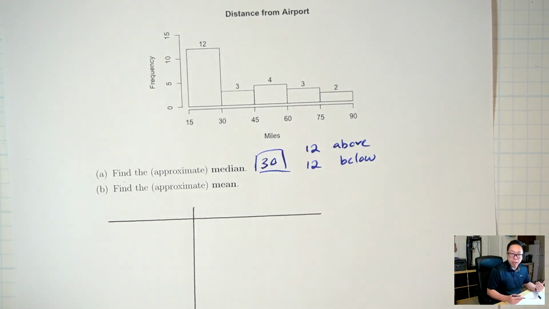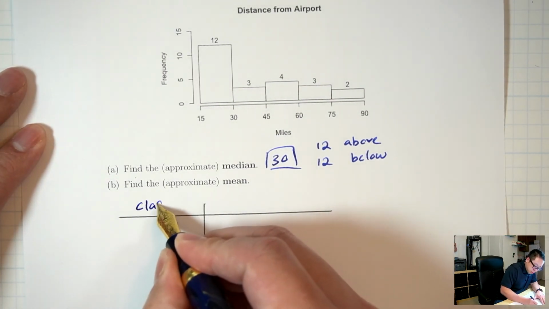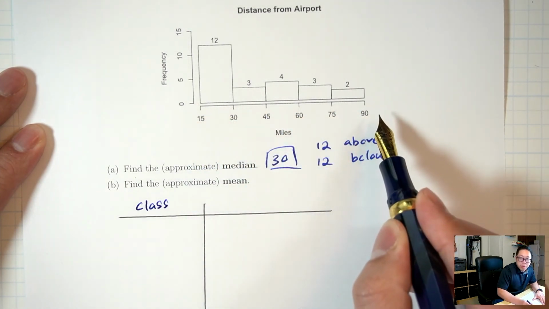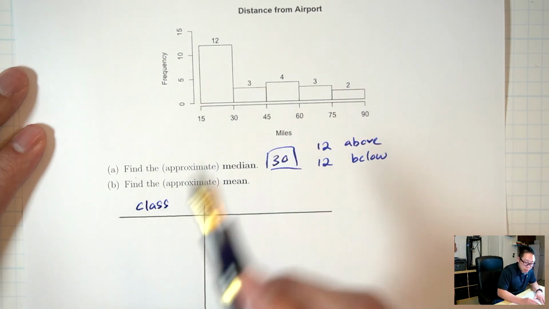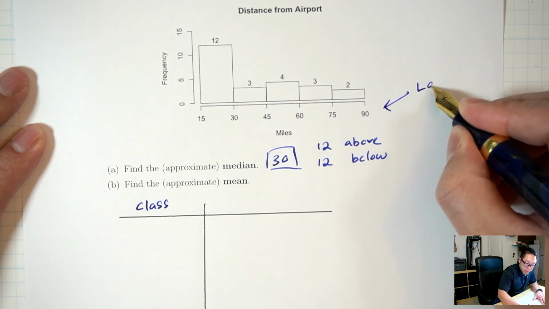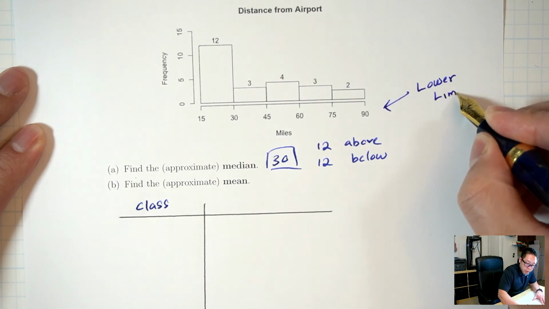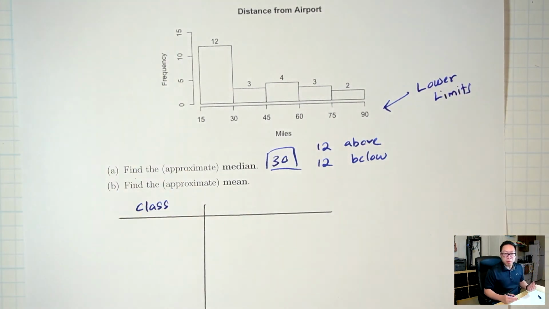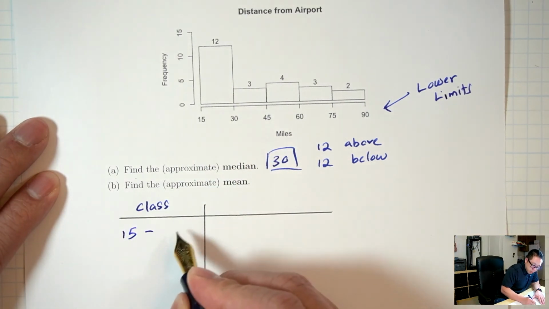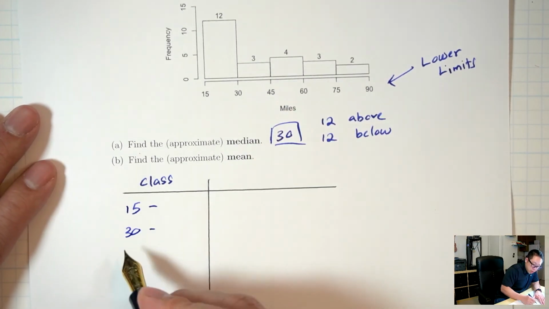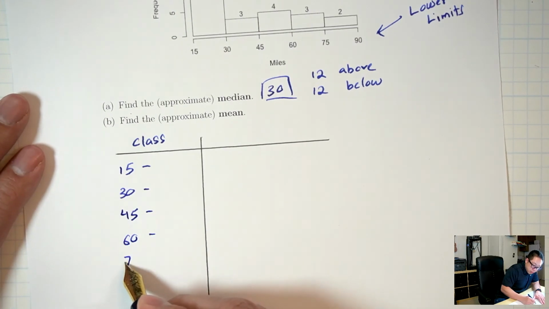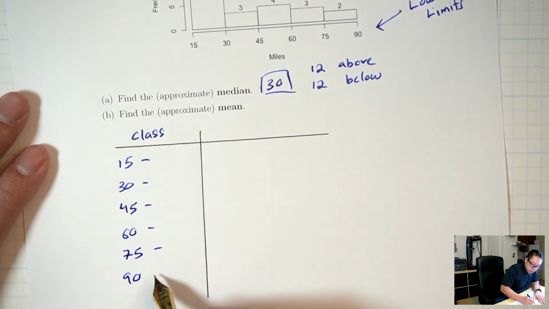How do I go from a histogram to a table? I first have to make the ranges, which are the classes. And we have to remember the numbers down here are the what numbers? The lowers, the uppers, the midpoints? On a histogram, the numbers down here are the lowers, which means they are the lower number of each range. So my ranges are going to be 15 to something, 30 to something, 45 to something, 60 to something, 75 to something, and 90 to something.